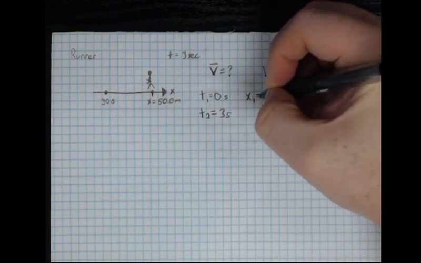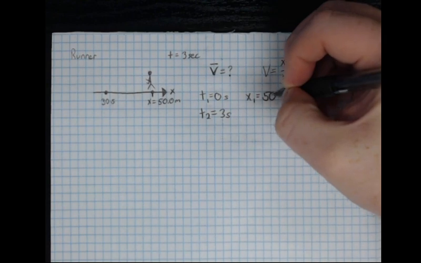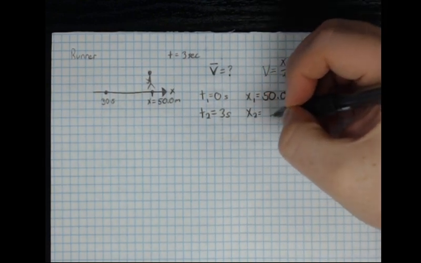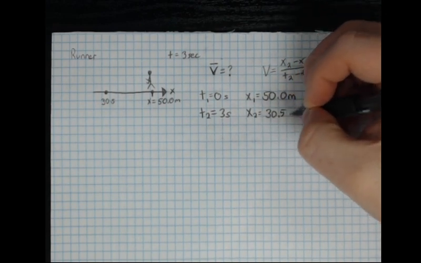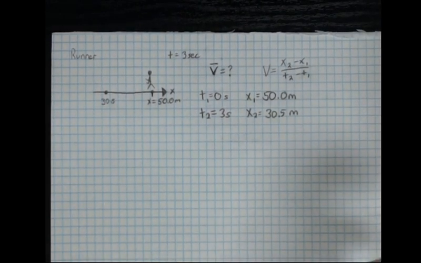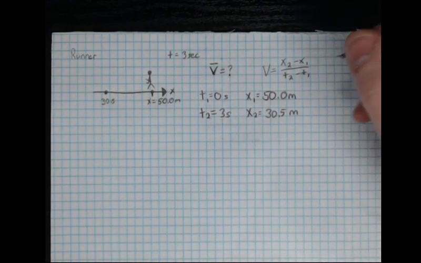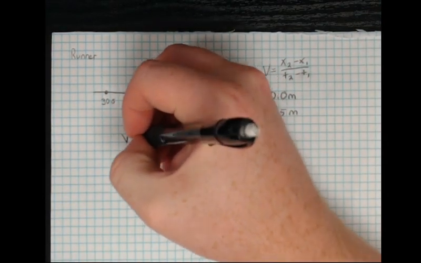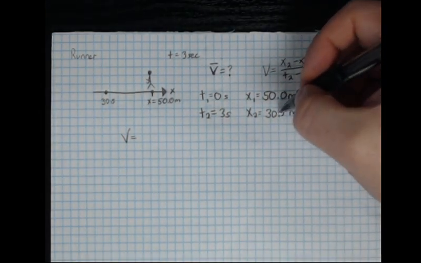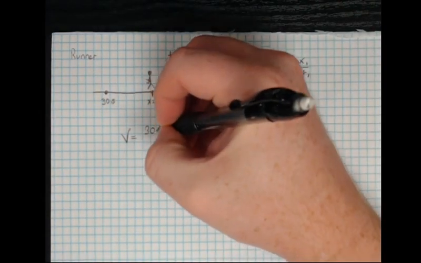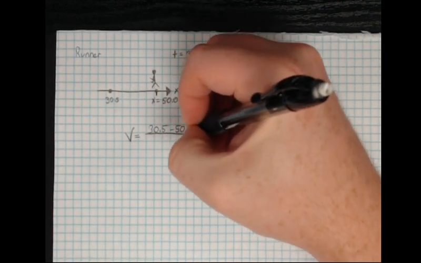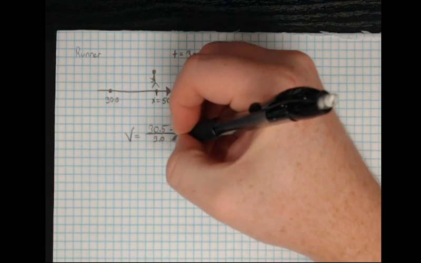Our x1, our initial point, is 50 meters. And our x2 is 30.5 meters. So now we've got the exact setup we need to be able to solve this example problem. Velocity equals, and make sure that you've got x2, the 30.5, minus 50. Make sure you put them in that order. And then it'll be 3 minus 0.